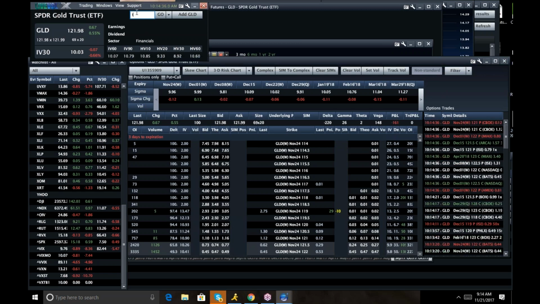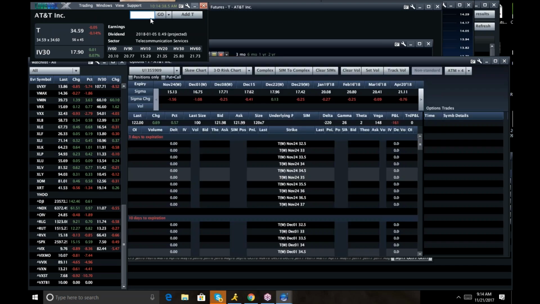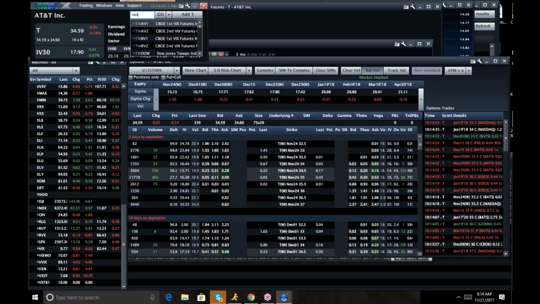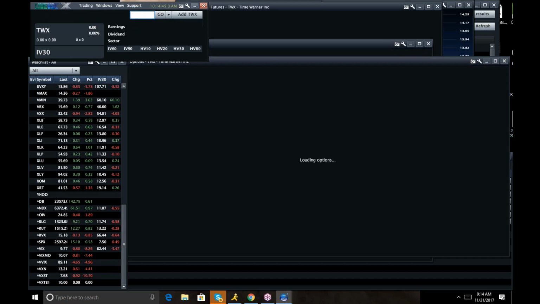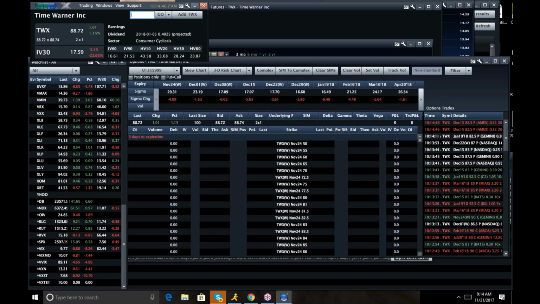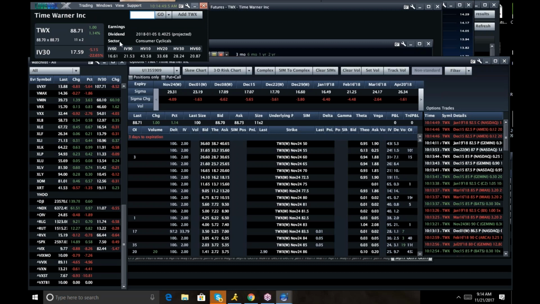So let's talk about AT&T. So AT&T Time Warner, I think it's TWX. That deal is being nixed. You can see it's actually rallying on that. So kind of interesting that the market doesn't want them to merge.